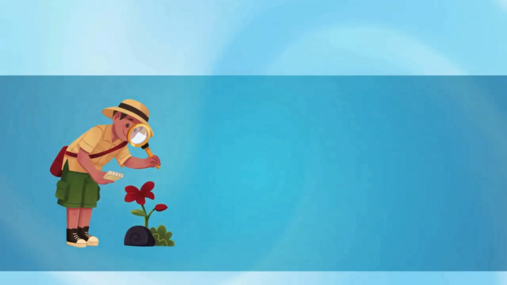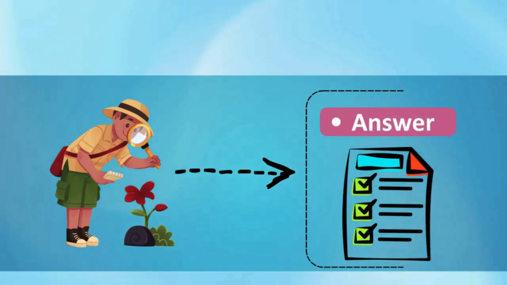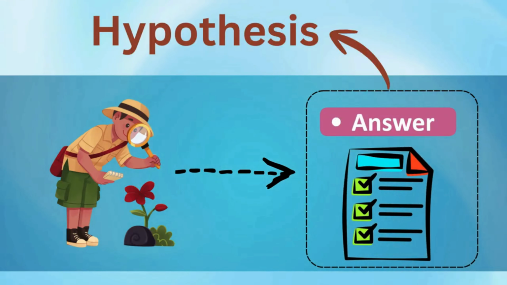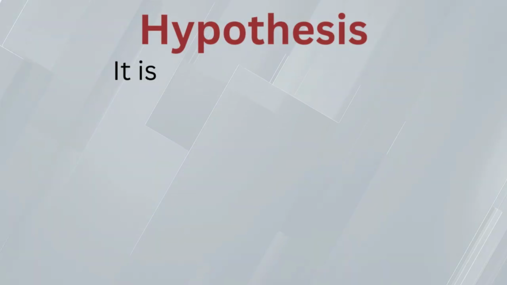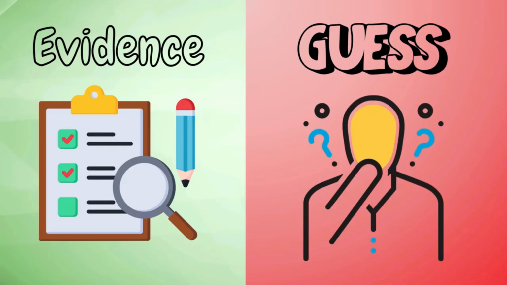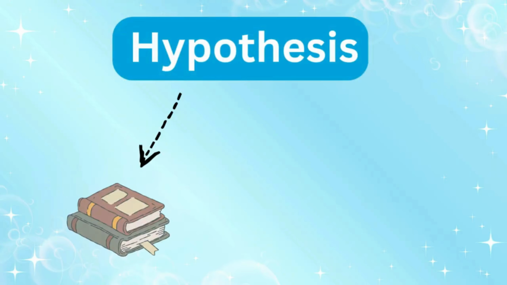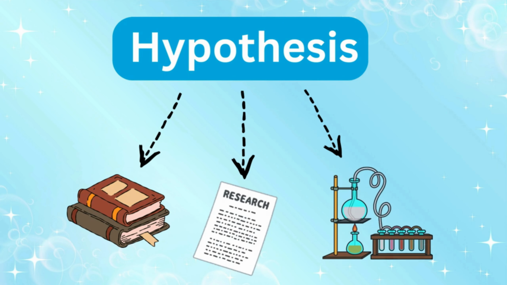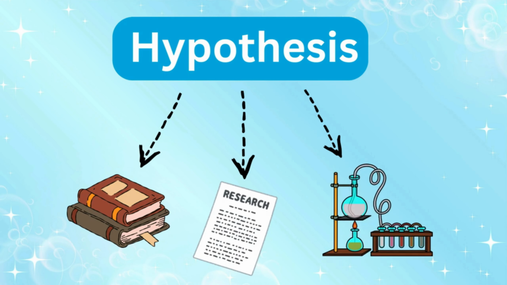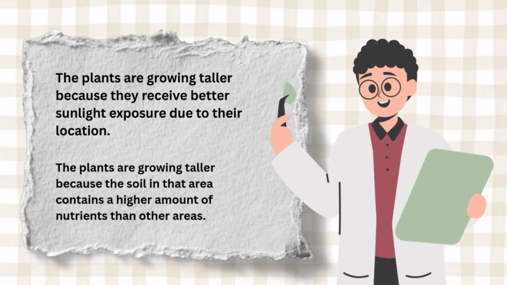Based on the observations, scientists then develop a possible answer to the problem. This proposed explanation is called a hypothesis. It is a tentative answer, meaning it may or may not be correct, but it is always based on evidence, not guesswork. To build a strong hypothesis, scientists also study books, research papers, and previous experiments to understand what is already known. A scientist may form more than one hypothesis for the same problem.